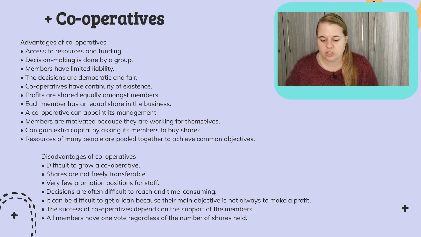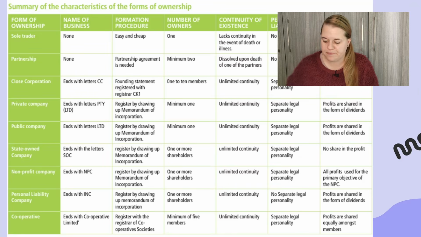Now the disadvantages. It's difficult to grow a cooperative. Shares are not freely transferable. There are very few promotion positions for staff. Decisions are often difficult to reach and they are time consuming. It can be difficult to get a loan because their main objective is not always to make a profit. The success of the cooperative will depend on the support of the members. All members have one vote regardless of how many shares are held by them.